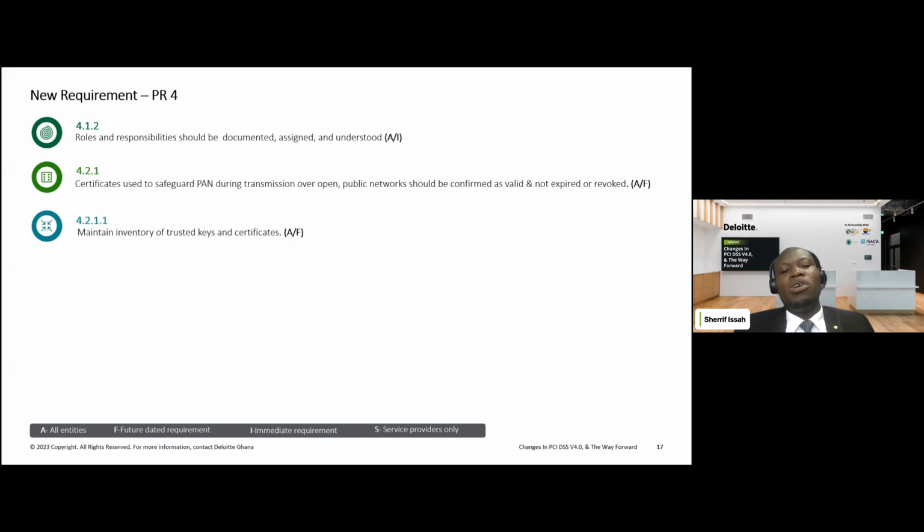So if you're using certificates to protect transmission of PAN or card data in general, you need to ensure that those certificates are valid and not revoked. Further, the standard gives guidelines on some of the sources you can use to get this validation done. Then in section 4.2.1.1, it says we should have an inventory of all trusted keys and certificates. So you should have them captured, with the appropriate properties or attributes you want to capture about them.